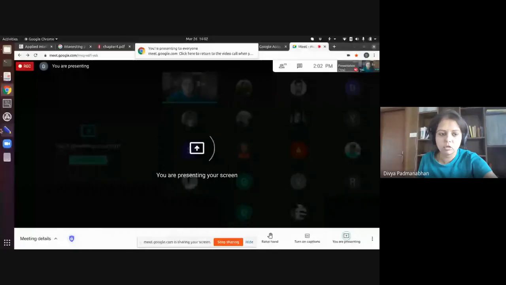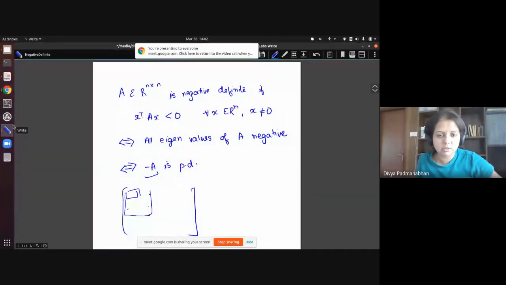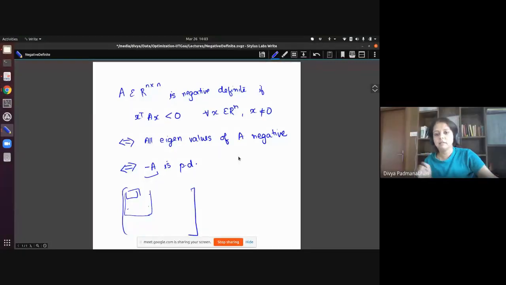So Sylvester's criterion: if a matrix is positive definite, you take this entry, and that has to be greater than 0. Now you take the second principal minor, composed of these four entries. Yes ma'am, your screen isn't shared with us. Oh, thanks for telling me. Okay, I think now it should be visible, right? Yes, ma'am. Good.